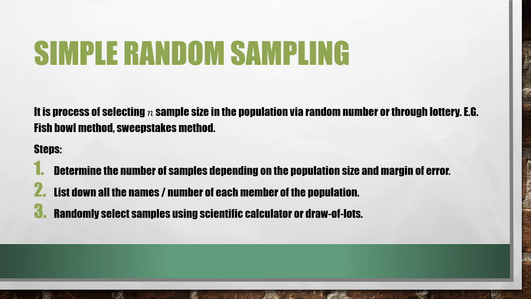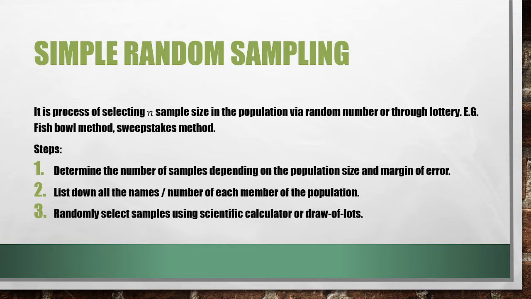So we have here the simple random sampling. It is a process of selecting n sample size in a given population via random number or through lottery, such as the fishbowl method and sweepstake method. Just follow these steps. First, you need to determine the number of samples depending on the population size and margin of error. That's Slovin's formula. Secondly, you need to list down all the names and number of each member of the population.